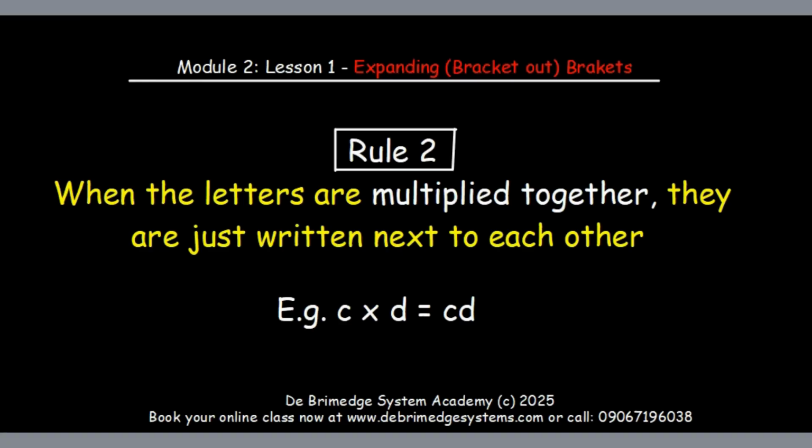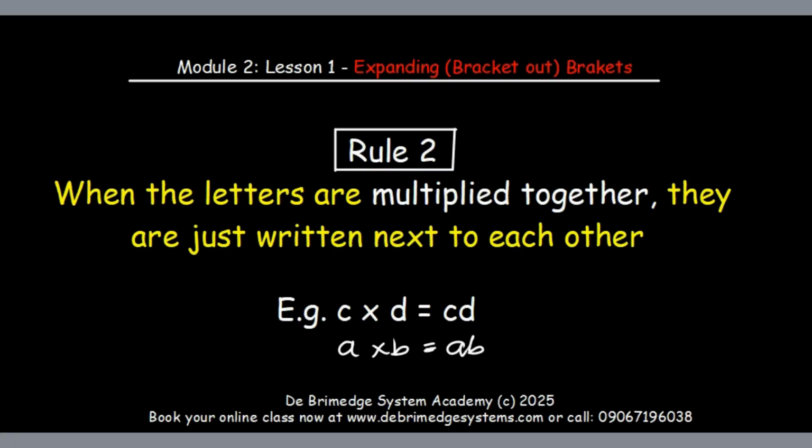Let's look at rule 2. What's the second rule when expanding single brackets? When letters are multiplied together, they are just written next to each other. For instance, C times D gives us CD, so you write them together. In that same vein, A times B, what would that give you? I'm waiting for your answer. If your guess is as right as mine, this means that A times B will give us AB.